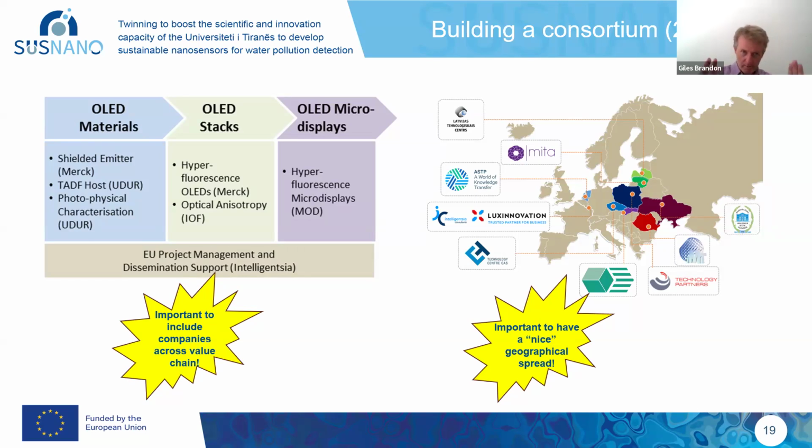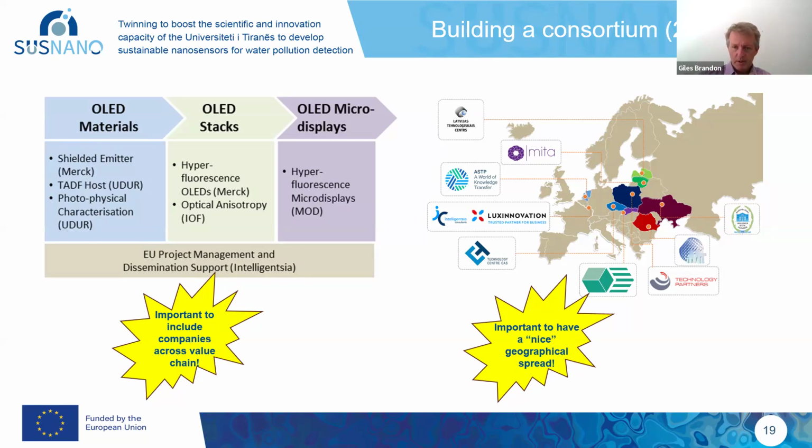To emphasize this point, in the relevant part of the proposal, we had a figure like this showing the value chain and where our partners aligned in that. That's the research and innovation action. For innovation actions, you can do a very similar kind of figure, with very similar kinds of requirements.